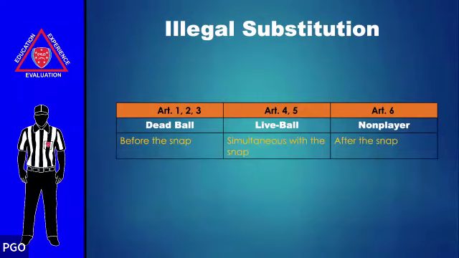The next 2 are live ball fouls. These are fouls that don't become fouls until the ball is snapped. That means simultaneously with the snap. That means once the ball is snapped, it instantly becomes a foul. But these are live ball fouls. No, we're not going to kill the play. We're going to throw the flag, but we're going to allow the play to commence.